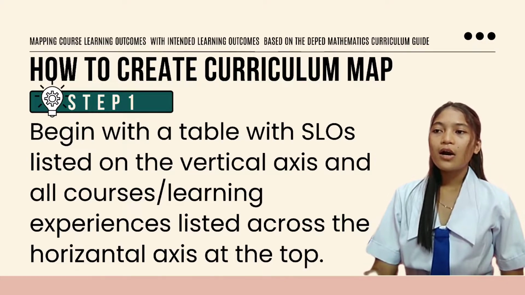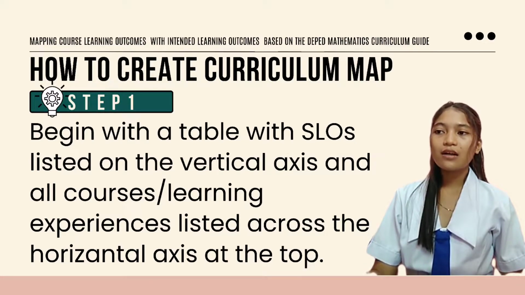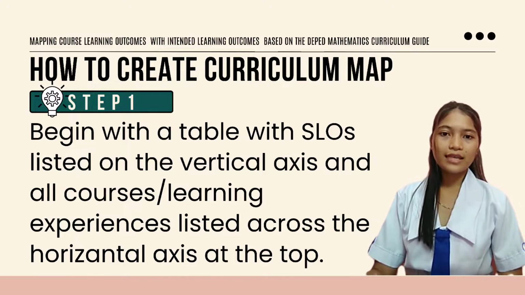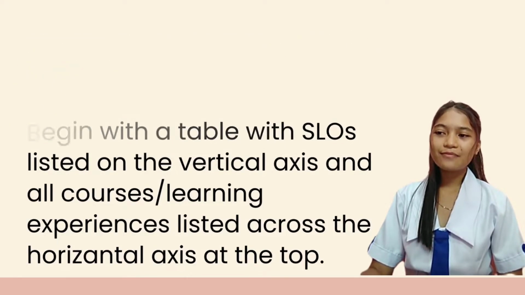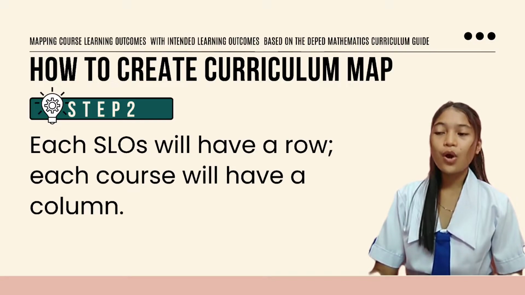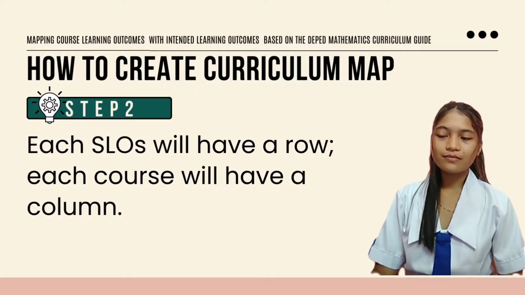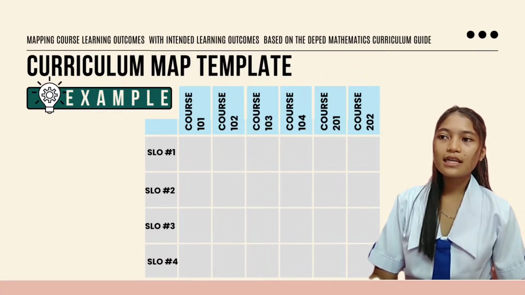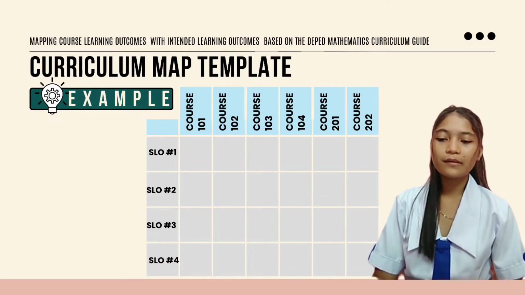Step 1. Begin with a table with SLOs listed on a vertical axis and all courses learning experiences listed across the horizontal axis at the top. So we will know this later. Step 2. Each SLO, or student learning outcome, will have a row. Each course will have a column. So here is an example of a curriculum map.